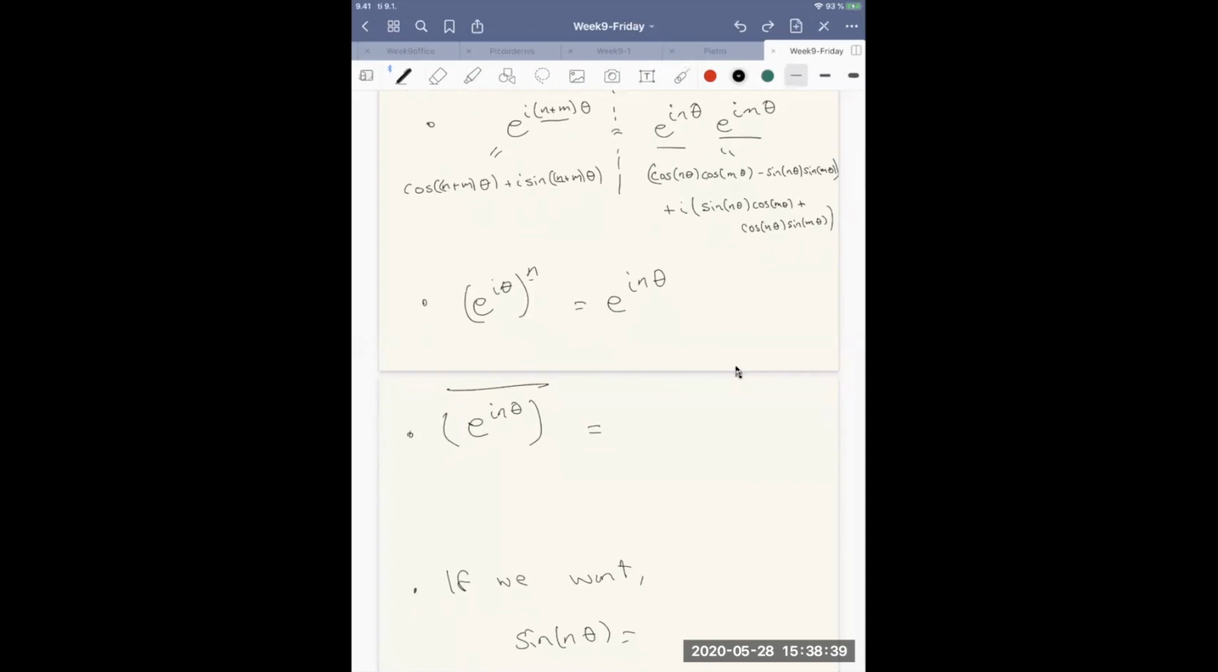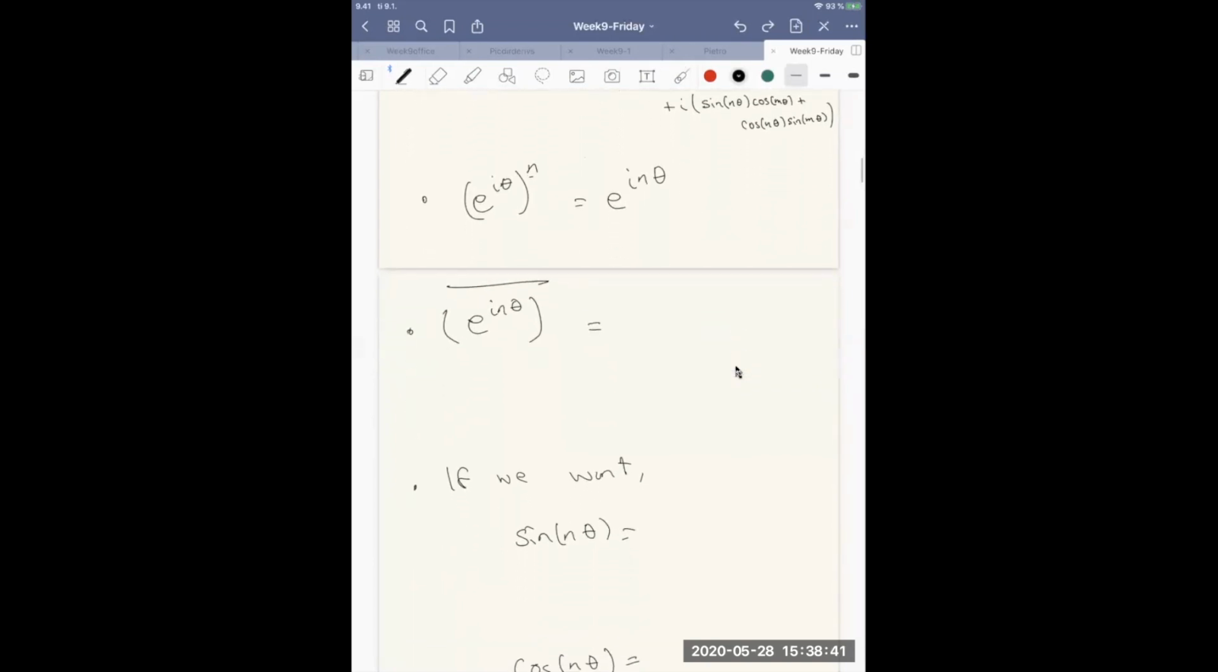Now, some things about how it behaves with conjugation. Well, conjugation flips the sign of the imaginary part. So this would give us cosine n theta minus sine n theta times I because of the conjugation. But this is the same thing as cosine of minus n theta plus sine of minus n theta times I. So this is the same thing as e to the minus I n theta.